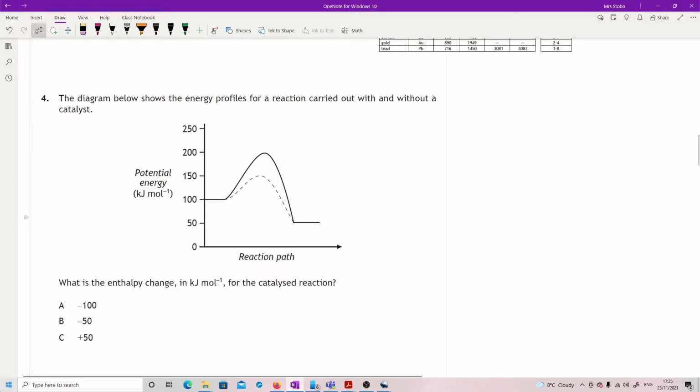The diagram below shows the energy profiles for a reaction carried out with and without a catalyst. So we've got a nice potential energy diagram of this. What is the enthalpy change in kilojoules per mole for the catalyzed reaction? This is a bit sneaky because the enthalpy change is from reactants to products. This has got nothing to do with that part of the graph. That part of the graph stays the same regardless. So there we are, it's 50 and it's gone down the way, so it's negative 50.